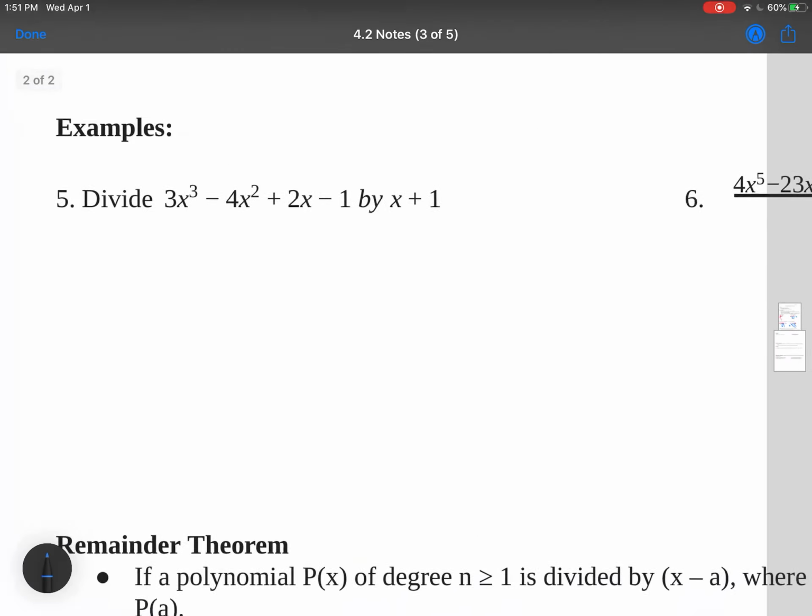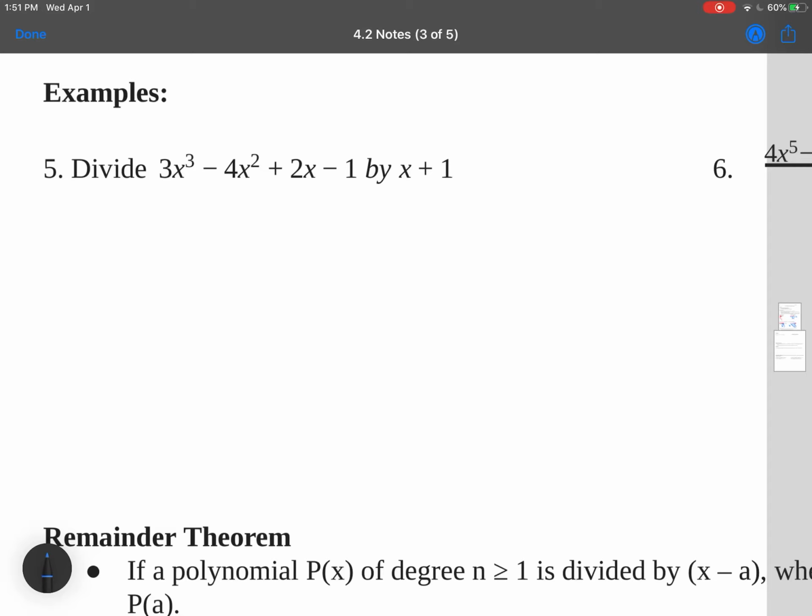So our first problem says divide by x plus 1. So again, the whole point is we're going to use the actual 0. So if we take what we're dividing by and set it equal to 0, we're actually going to use -1 as the number we're dividing by.